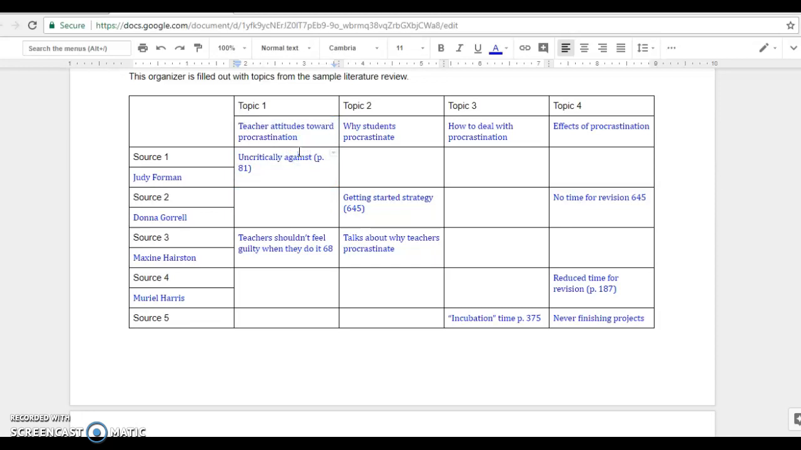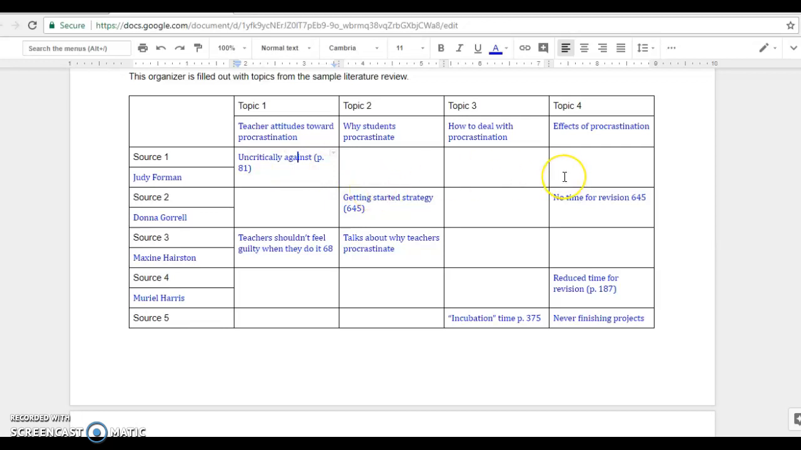So here I've got Judy Foreman as my row, and my topic is teacher attitudes towards procrastination. Well, in Judy Foreman's article, she is uncritically against procrastination. So that's what I wrote in the box. That's her attitude. I also wrote the page number where that information was, so that when I'm writing my paper, I can easily find a quote to back up my claim. So I do that for all my sources.